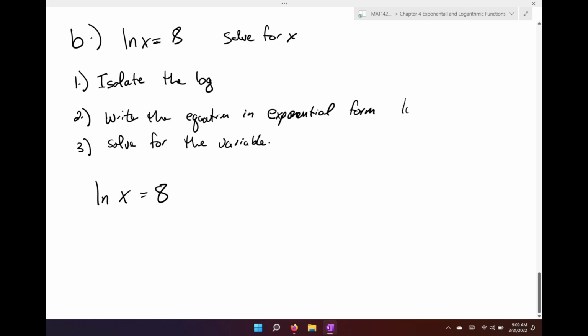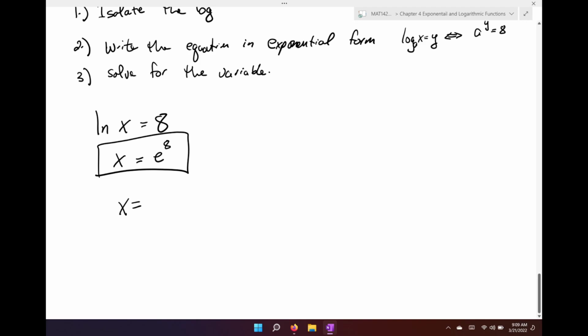Now you have to remember, log base a of x equals y if and only if a to the y equals x. So what we're going to do is say x equals e to the 8th. And congrats, you just solved it. Now, if they wanted a decimal approximation, let me use my calculator here. e to the 8th is about 2,981. I rounded to the nearest whole number, but if you wanted more decimal places, you could.